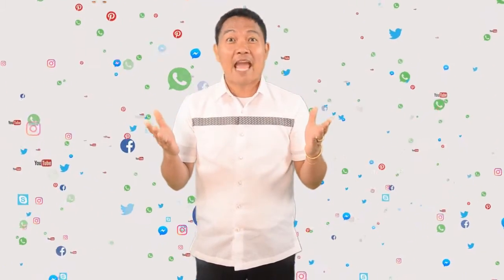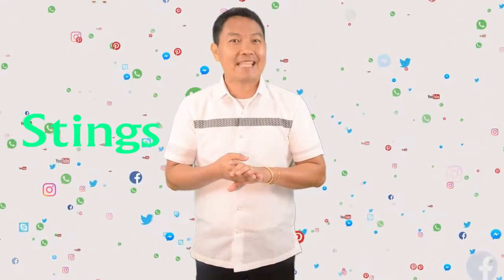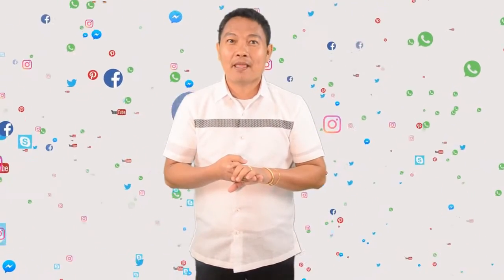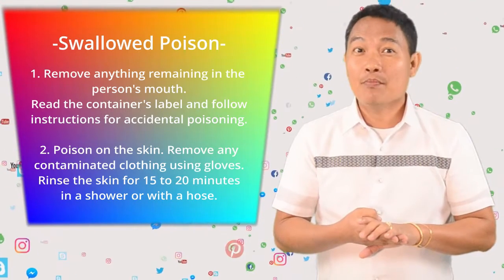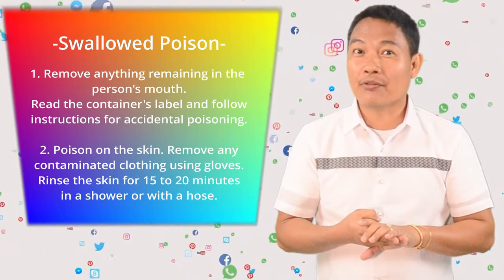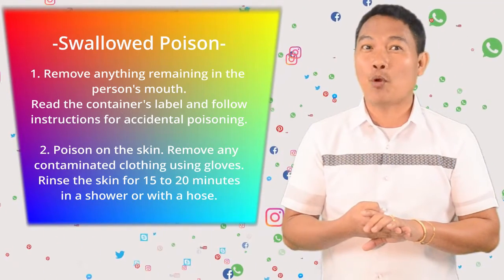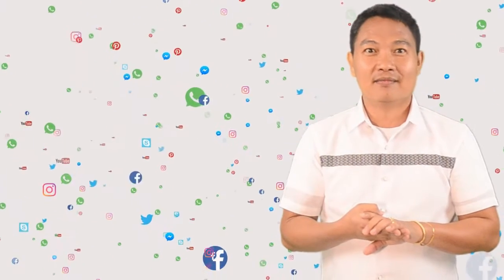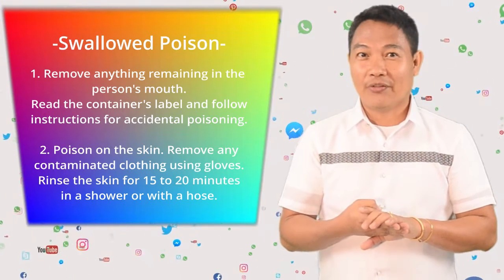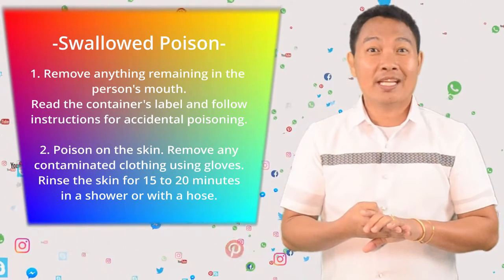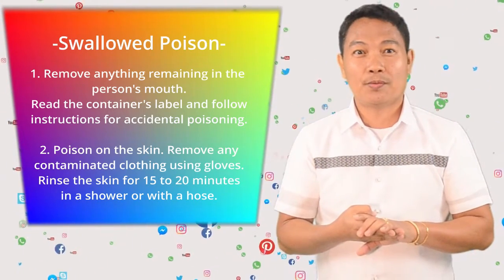Now, let's talk about the actions to be taken when having the signs of poisoning, bites, or stings. Number 1. Poisoning. First, swallowed poison. Remove anything remaining in the person's mouth. Read the container's label and follow instructions for accidental poisoning. Second, poison on the skin. Remove any contaminated clothing using gloves. Rinse the skin for 15 to 20 minutes in a shower or with a hose.